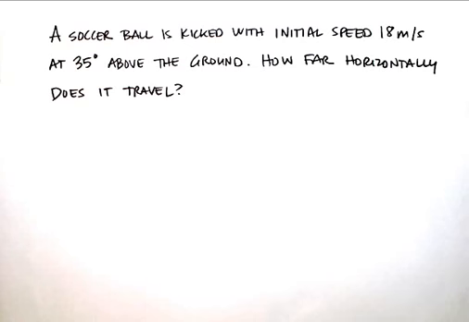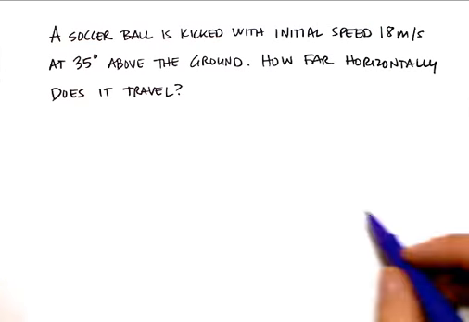Take a look at this problem that deals with an object being kicked at an angle and see how we deal with projectile motion here. A soccer ball is kicked with initial speed 18 meters per second at 35 degrees above the ground. How far horizontally does it travel?